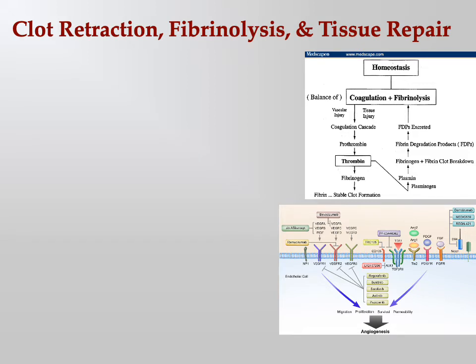Now, given that you made a clot, do you want it to last the rest of your life? No, you don't. You only want it to stay there until you can repair the blood vessel wall and any other damaged tissue. So we have to have a process whereby we can get rid of the clot. Clot retraction, fibrinolysis, and tissue repair. So actin and myosin, do those sound familiar?